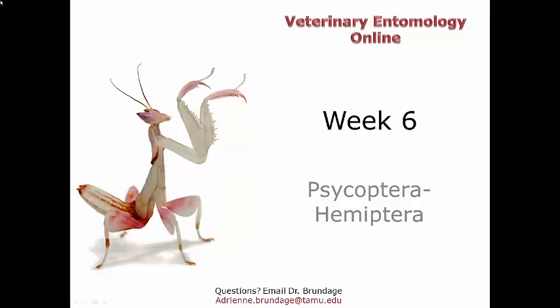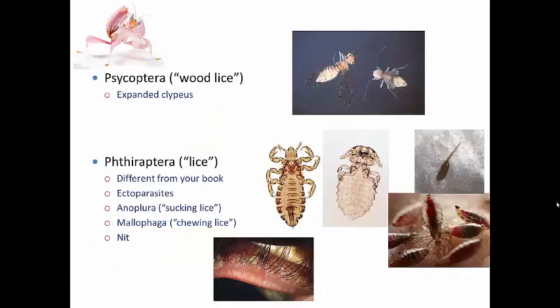Okay, now let's move on to some more interesting orders. These are the Psocoptera through the Hemipterans. So let's start with the Psocoptera. Psocoptera are the wood lice, or the bark lice, or the book lice. Psoco means rubbed or gnawed, and ptera means wings. This has to do with the way that they feed.